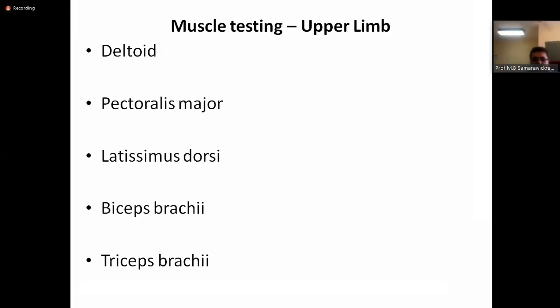Right, so those are surface markings, then the testing of muscles. These are the things that we have to know. I am not going to describe each and everything, but I will highlight the individual muscles that you should know how to test: the deltoid, pectoralis major, latissimus dorsi, biceps and triceps muscles in the upper limb. The basic principle of testing a muscle is doing the action against resistance.